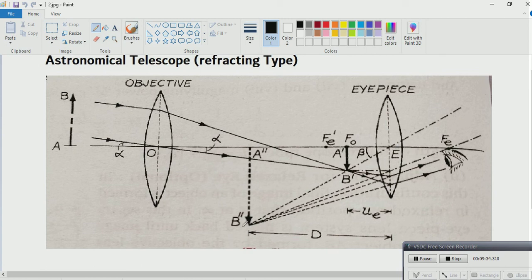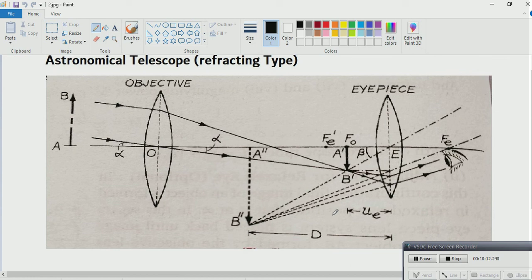Clear? Now the object distance for the eyepiece is U. When we are using a telescope, we don't actually know where the image is. This is my object distance, and this is the distance between the eyepiece and the final image, capital D. When we calculate magnifying power, we know that magnifying power is the ratio of the angle subtended by the final image to the angle subtended by the object at the eye when the object is at its actual position.